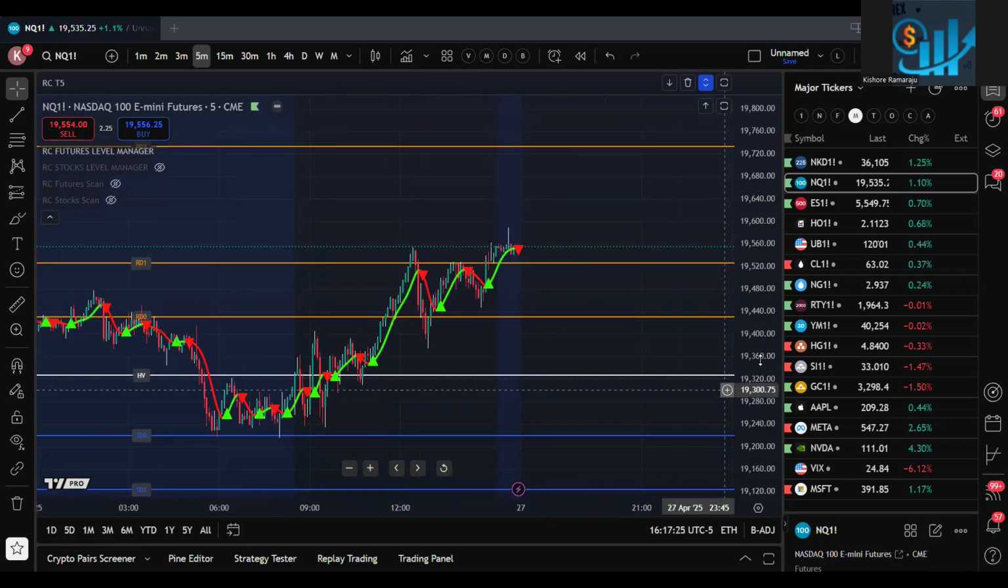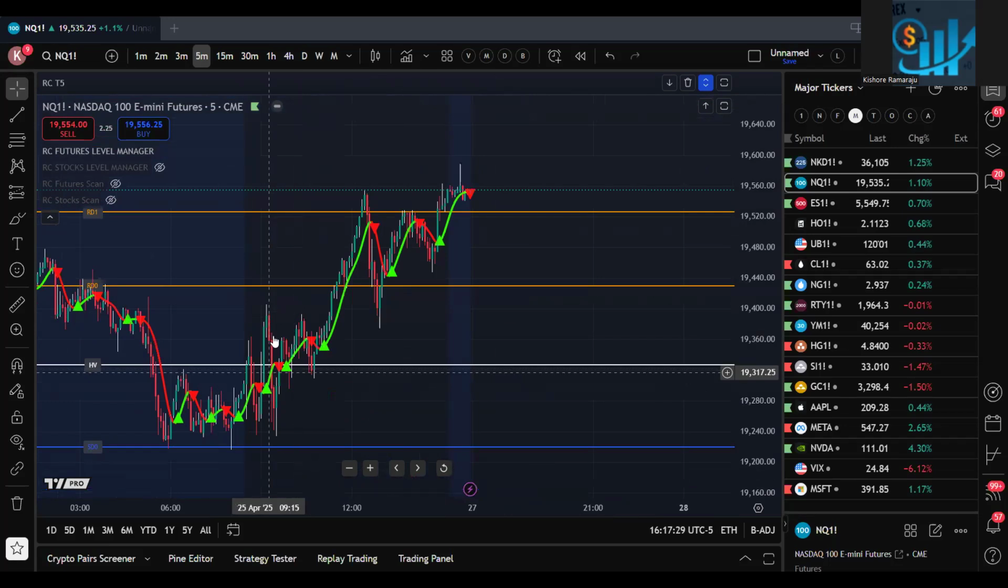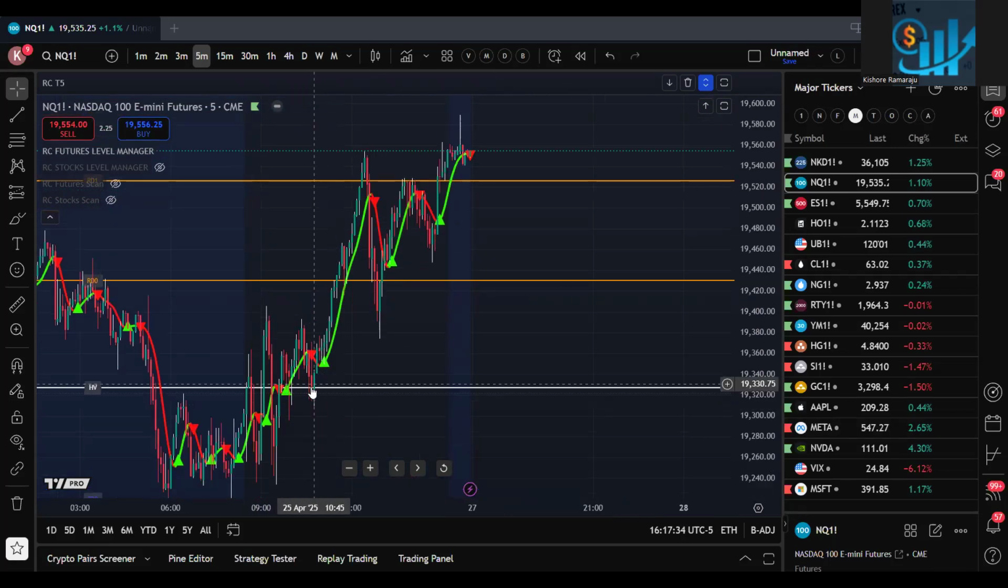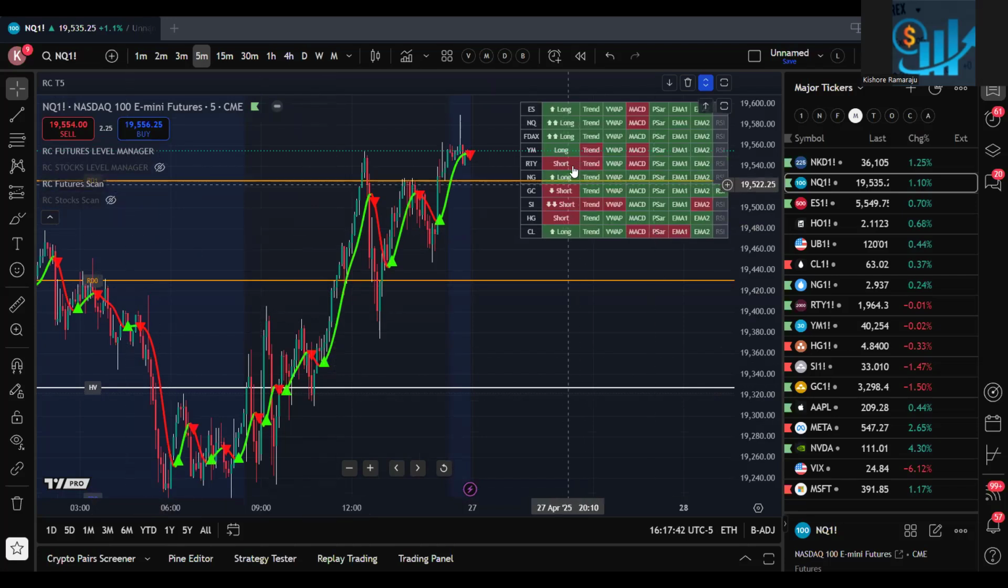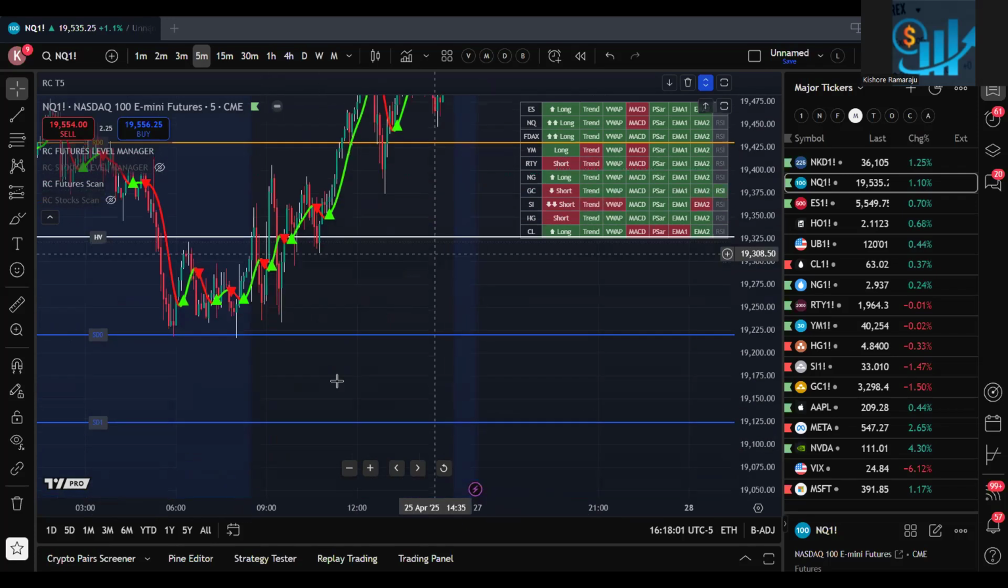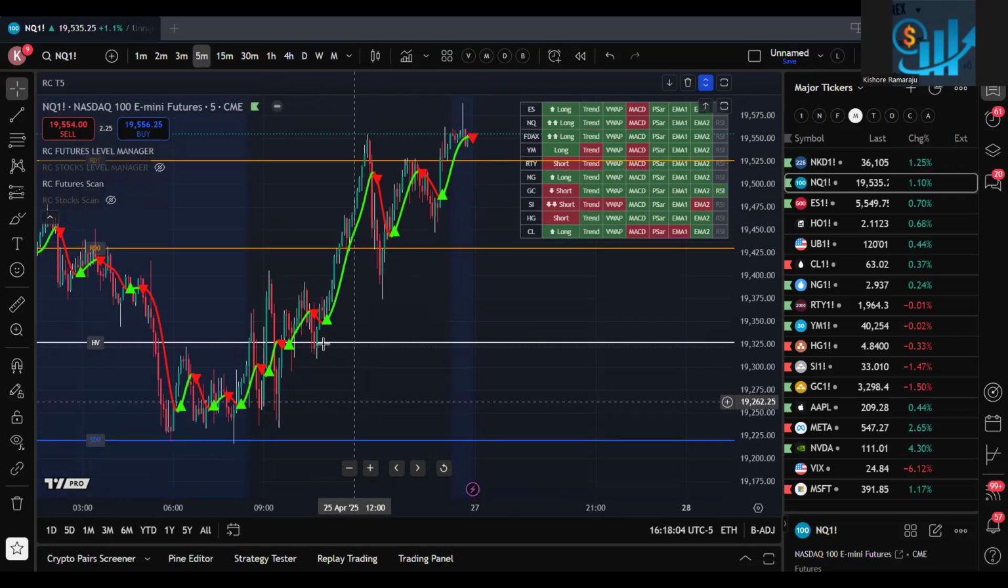So if price is moving between, this is your base level. If price crossed it and is on the way from here to here, then it will show you like this. It will tell you it is in a long position without any arrow. This tells you it is good for a long position whenever price is above this one. Your white line is your base. Your orange lines are your resistance levels. Your blue lines are your support levels.